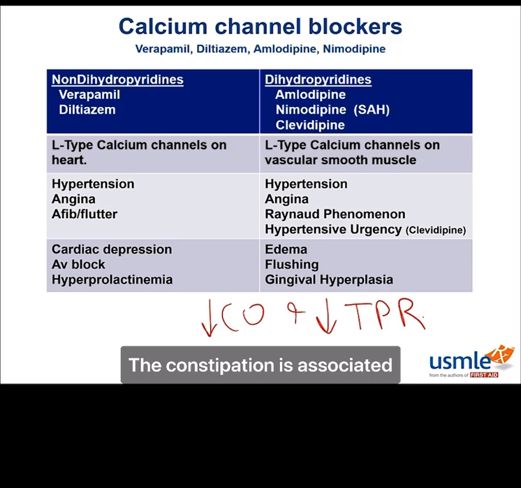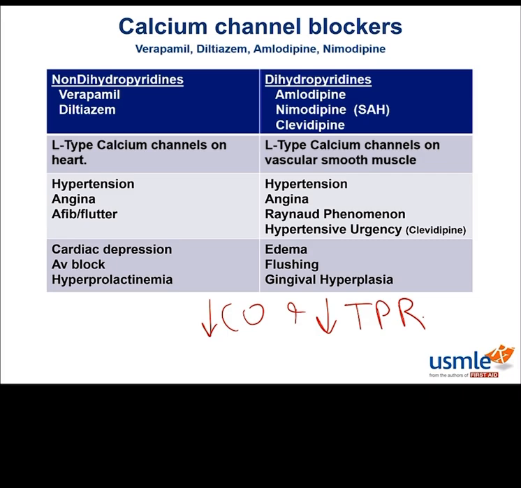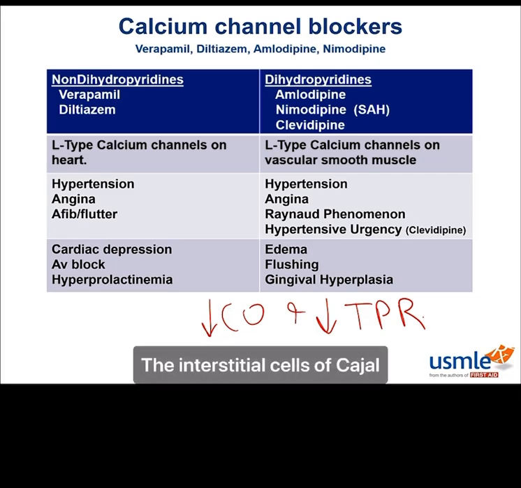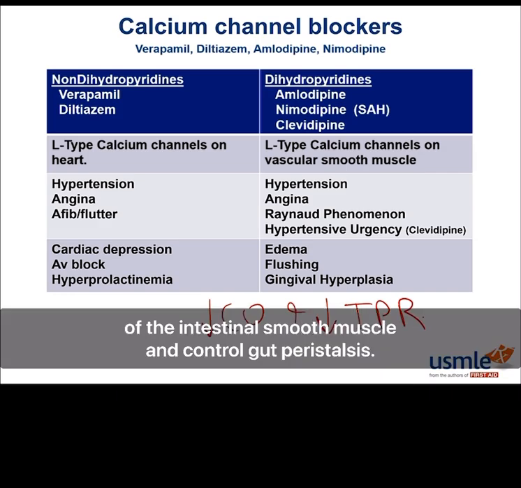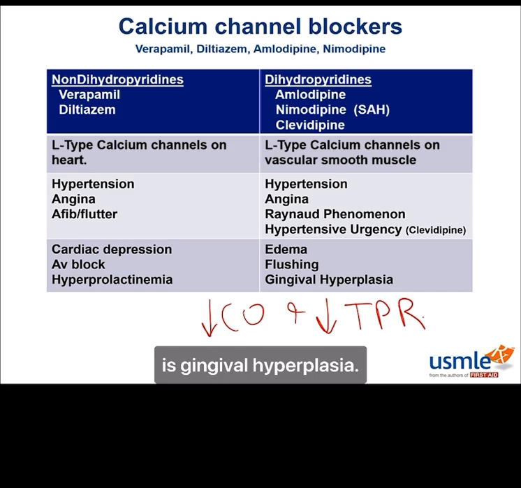The constipation is associated with the calcium channel antagonism of the interstitial cells of Cajal. Do you remember what these cells are responsible for? The interstitial cells of Cajal set the baseline depolarizations of the intestinal smooth muscle and control gut peristalsis. A unique adverse effect that isn't completely understood is gingival hyperplasia.